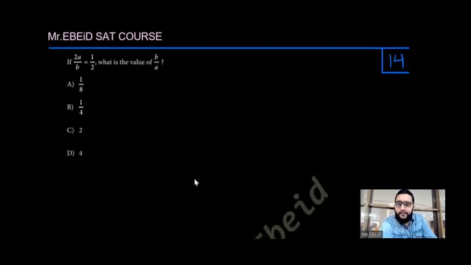Okay, let's move to the next one. We have in question 14, 2a over b equals half. What is the value of b over a? You can cross multiply this equation, it will be b times 1, which equals b, and 2a times 2, which equals 4a. So divide both sides by a, so we have b over a equals 4, so the answer is D.